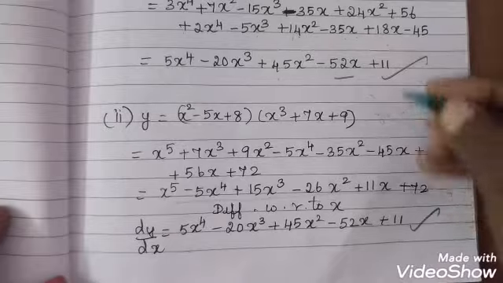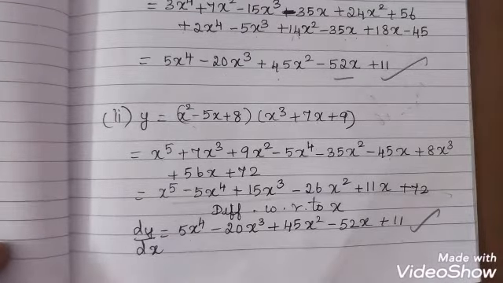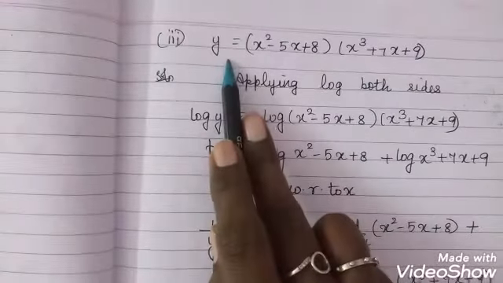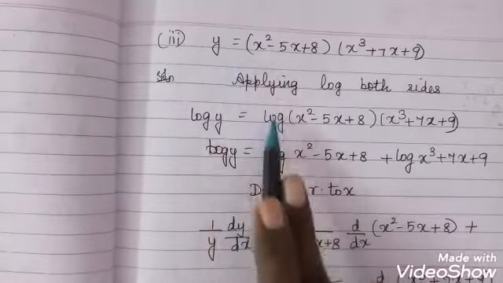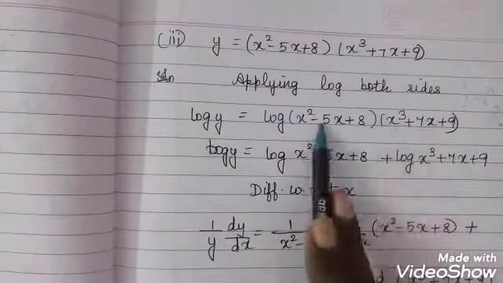Are they both equal now? These both are equal by both the methods. Now only one more method is left, the third one, by logarithmic differentiation. So here we'll apply log both sides. Your log y is equal to log of mn. What is log of mn?